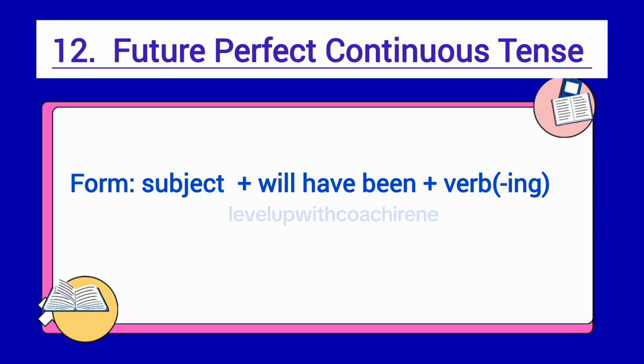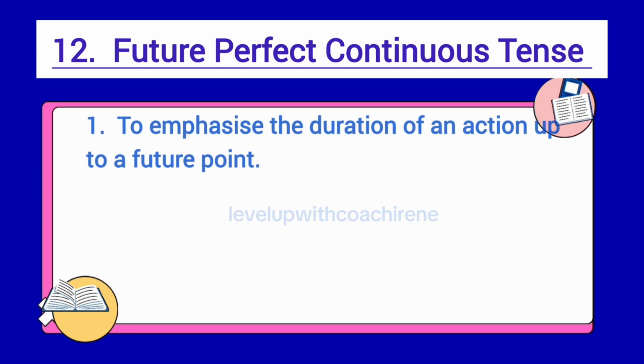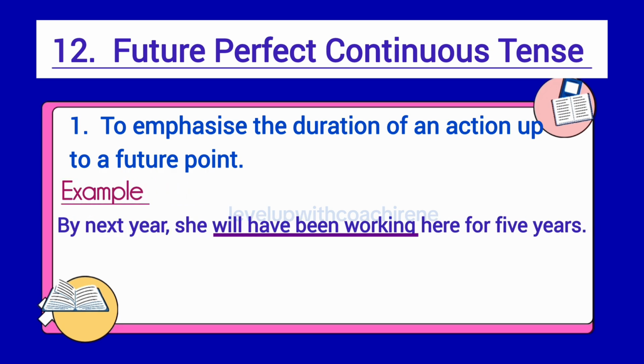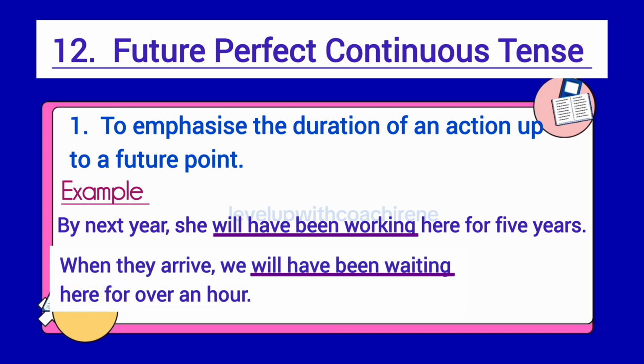Let us look at when to use the future perfect continuous. Number one, to emphasize duration of an action up to a future point. For example, by next year, she will have been working here for 5 years. When they arrive, we will have been waiting here for over an hour. These show how long an action will have been happening up until a specific time in the future.